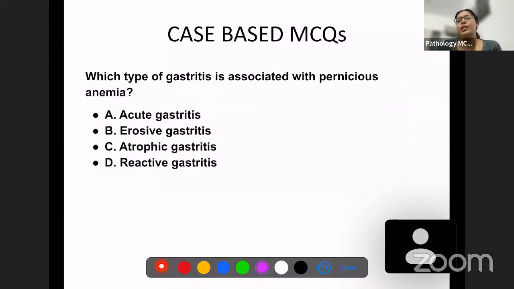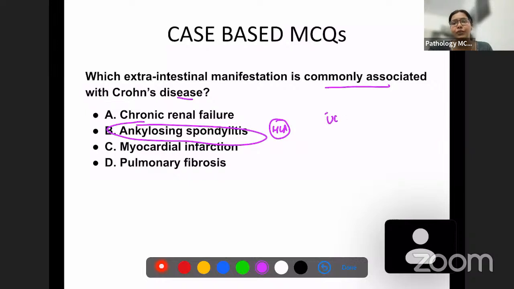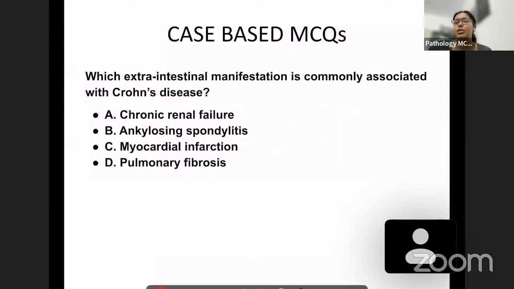Next one, which type of gastritis is associated with pernicious anemia? We just discussed this, a very easy question. Atrophic gastritis is associated with pernicious anemia. Next one, which extraintestinal manifestation is commonly associated with Crohn's disease? We saw ankylosing spondylitis, and celiac disease was associated with Crohn's disease. This was HLA associated. Which extraintestinal manifestation is commonly associated with ulcerative colitis? It is primary sclerosing cholangitis. Primary sclerosing cholangitis is associated with ulcerative colitis.